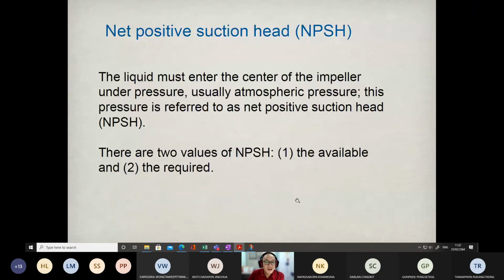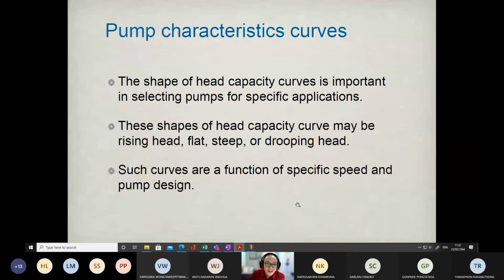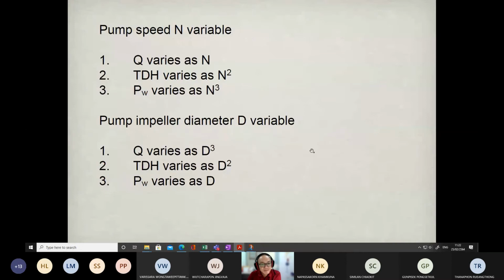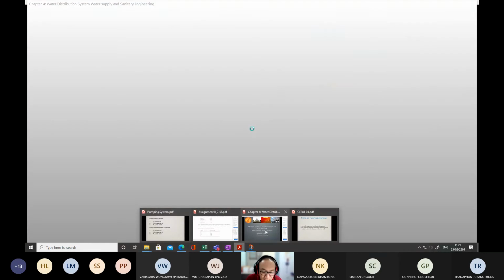Now just come back to the pumps again. For the pumps, the impeller needs to rotate with a speed n, and the speed has a relationship with the flow rate, the TDH and also the power. Q varies as n, TDH varies as n square, and the power varies as n to the power of 3. So what does it mean?